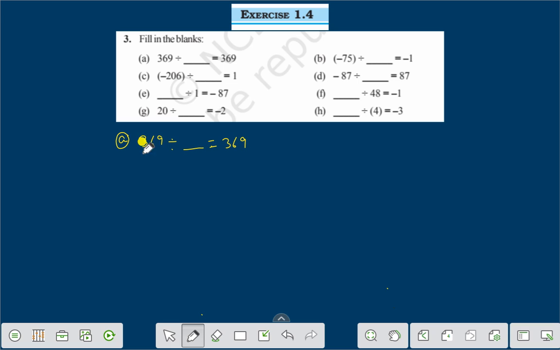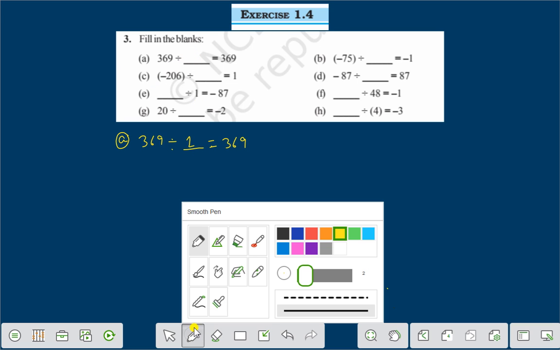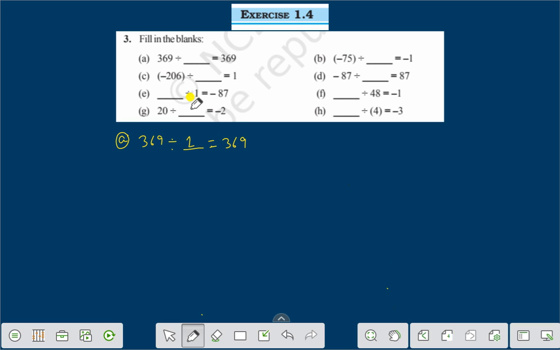That means if we divide 369 by 1, we'll get 369, right? Therefore 369 divided by 1, the answer will be 1 in this case. Here you see the answer will be 1.